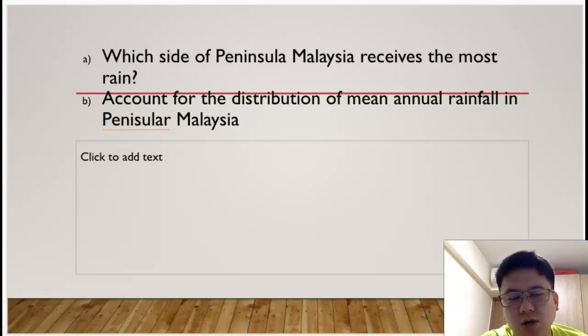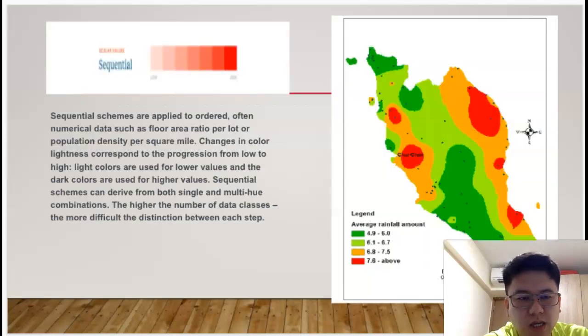Account for the distribution of the annual rainfall in Peninsular Malaysia. Now, what you see in the map is actually what we call a sequential scheme. What does that mean? It is a map that has different intensities of the color violet or purple. You can see from light violet to a very dark purple. It shows you the rainfall that is distributed across Peninsular Malaysia.